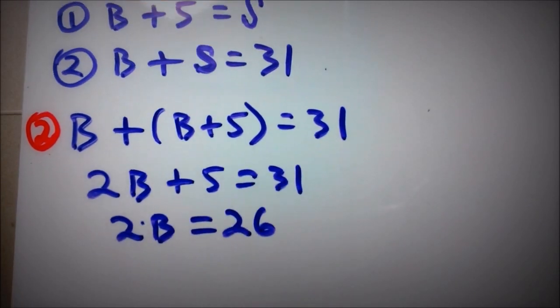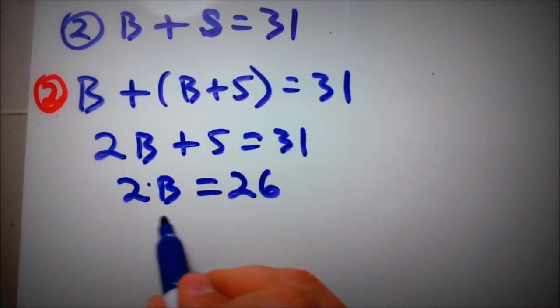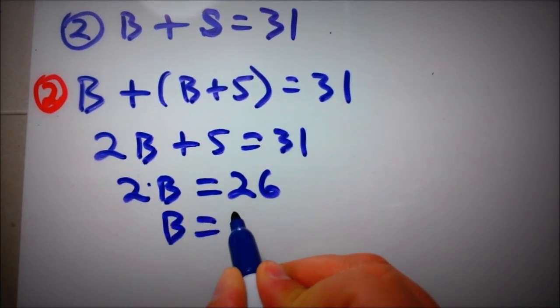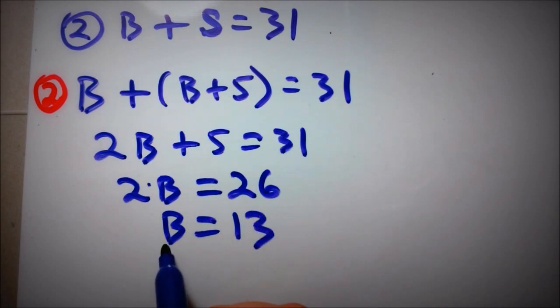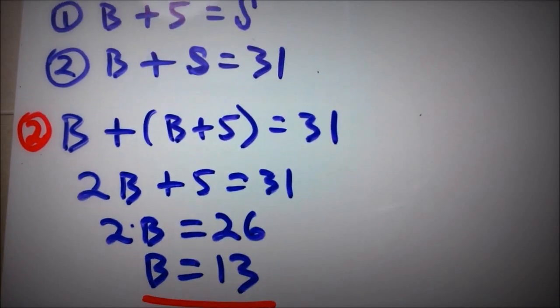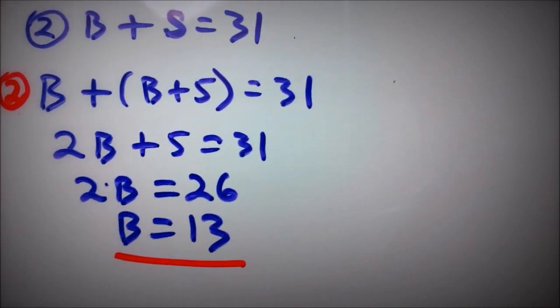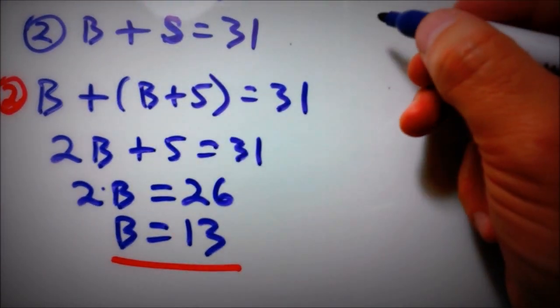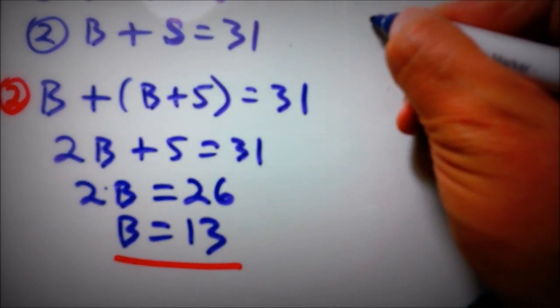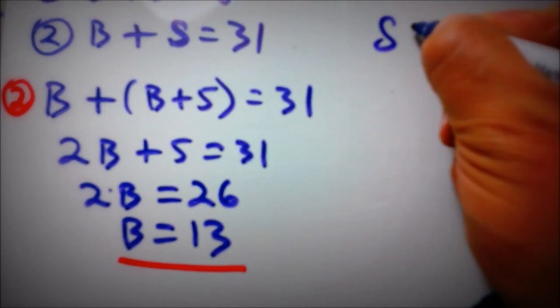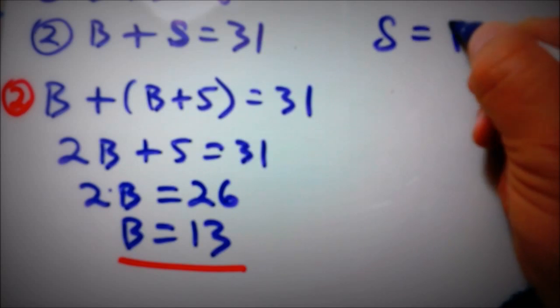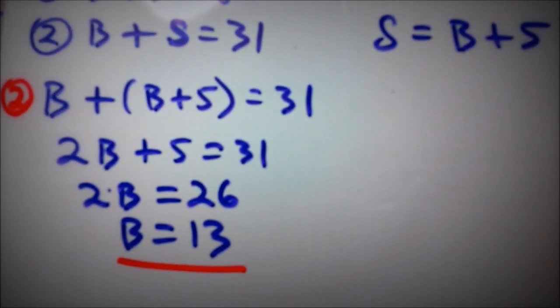Right? And when we solve for B here, 2 is multiplying, so it goes dividing on the other side, so B would be equal to 13. So now we know that Brett has 13 fish. And now how many fish does Stephanie have? Well, we know that Stephanie has 5 more fish than Brett. So what we can do is we can simply say that, therefore, Stephanie has 5 more fish than Brett.